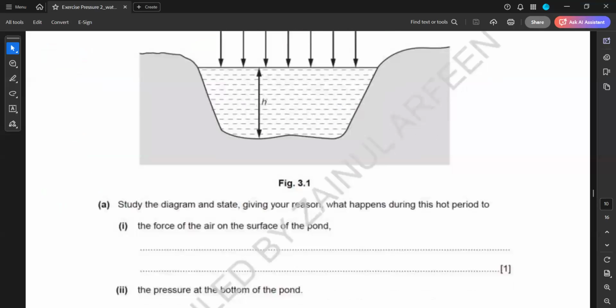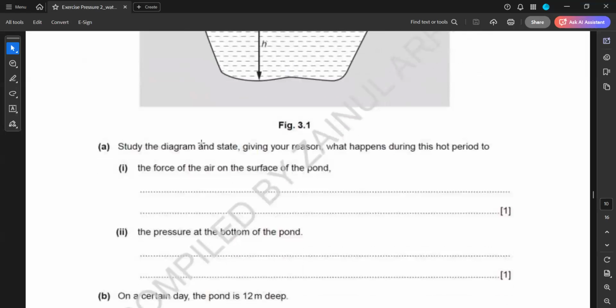The next part: the pressure at the bottom of the pond. The pressure at the bottom of the pond depends on the atmospheric pressure, which is not changing, and it also depends on the pressure due to the liquid. The pressure due to the liquid depends on density, gravity, and depth. Because the depth is decreasing, the pressure exerted by the liquid will also decrease. So the pressure at the bottom of the pond will also decrease, because the depth is decreasing. So both answers are decreasing.